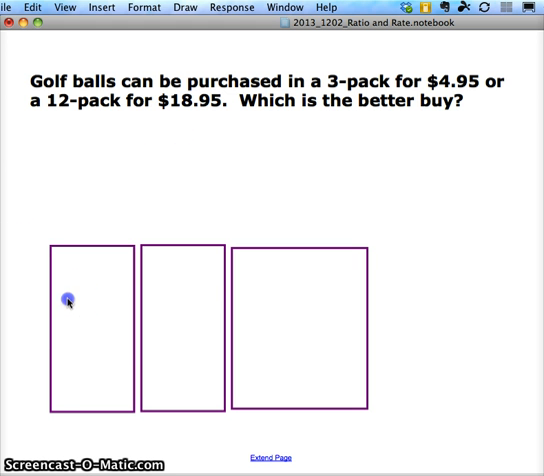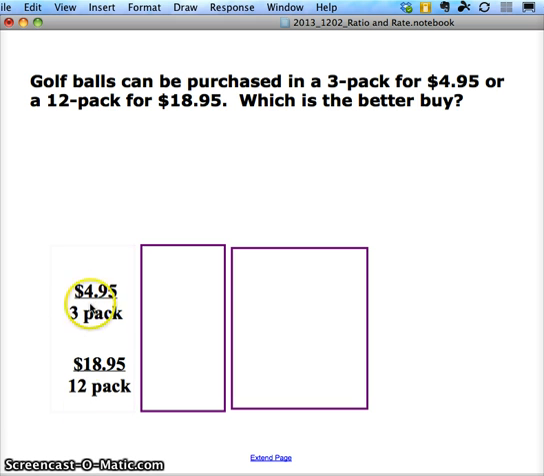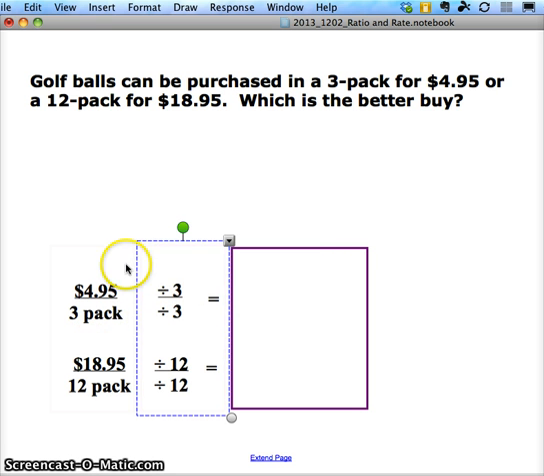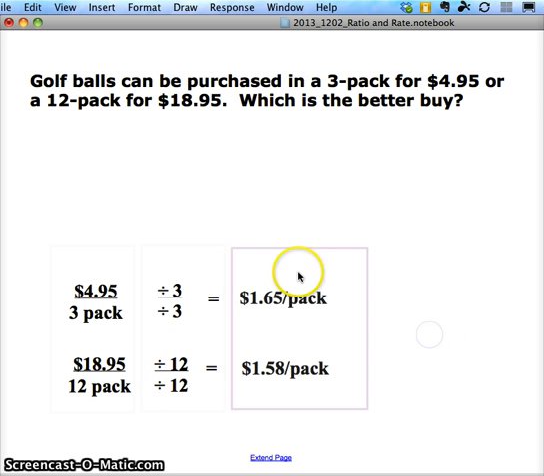All right, let's check. Here are our two unit rate comparisons, $4.95 for a 3-pack, $18.95 for a 12-pack. We divide here by 3, the numerator and denominator, and for our 12-pack, we're dividing by 12. So it turns out that the 3-pack costs $1.65 per pack, and the 12-pack is only $1.58. So even though we're buying more golf balls, we're better off as a unit rate over the long term, paying for the 12-pack at $1.58.